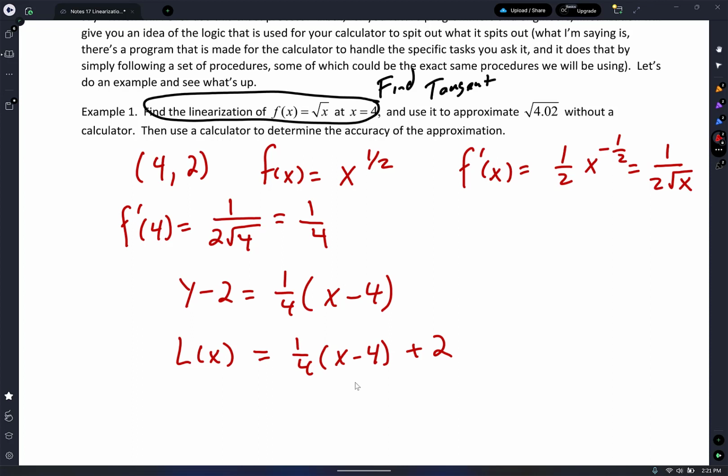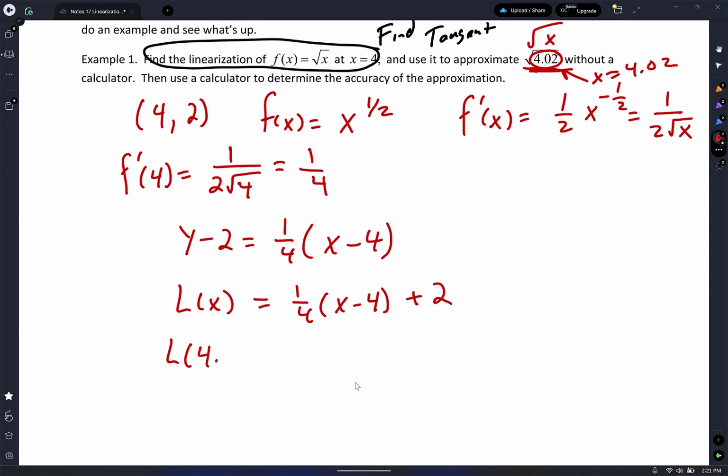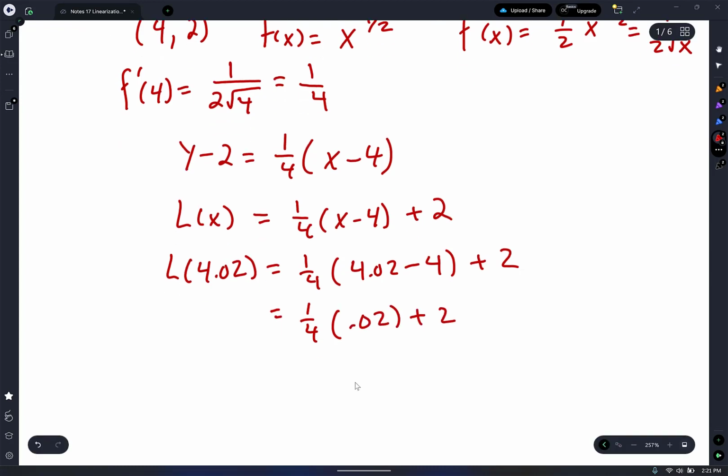Cool or not cool? Okay, so it says, use it to approximate f of 4.02. Well, this is square root of x, and this is my x value that I'm going to approximate. X equals 4.02. So I'm going to write L of 4.02 equals 1/4 of (4.02 minus 4) plus 2. 4.02 minus 4, isn't that 0.02? What is 0.02 in fraction? It's 2 over 100, which is 1 over 50, plus 2.